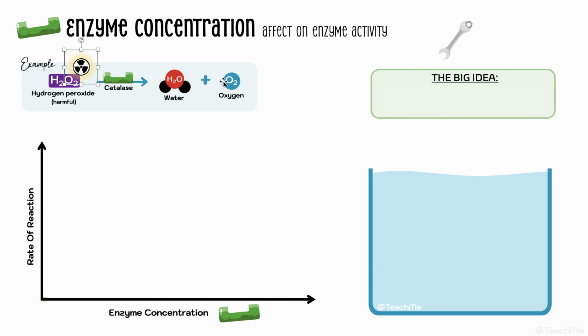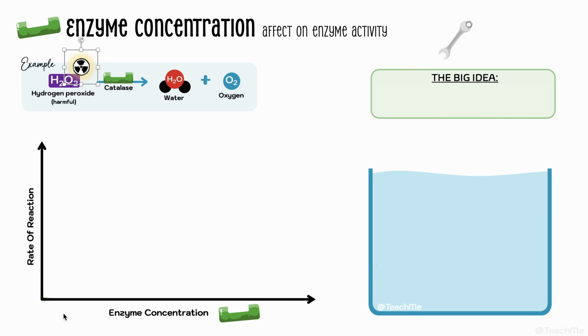Now, the big question is, what is the effect of enzyme concentration on the rate of this reaction? Do you think the more of these catalases we have, the faster this rate of reaction will be? Yes, that is the case. So here we have a little graph. On the x-axis, we have enzyme concentration, so from little enzyme to a lot of enzyme. And on the y-axis, we have rate of reaction. In other words, how fast this reaction is happening.